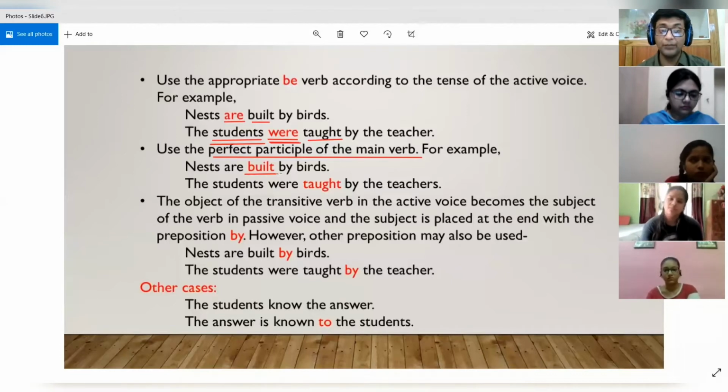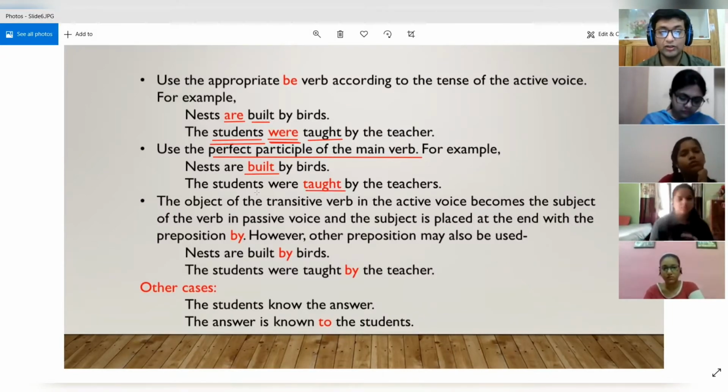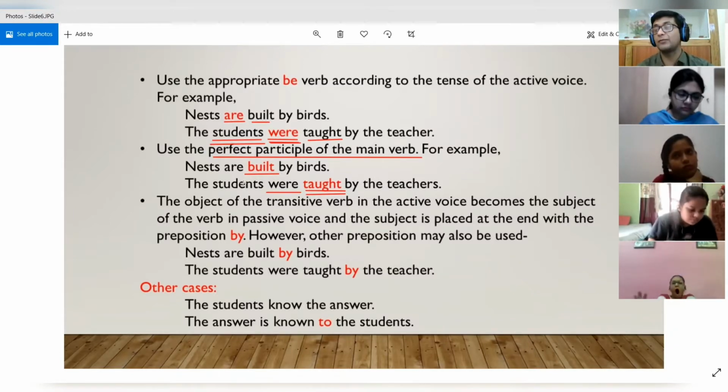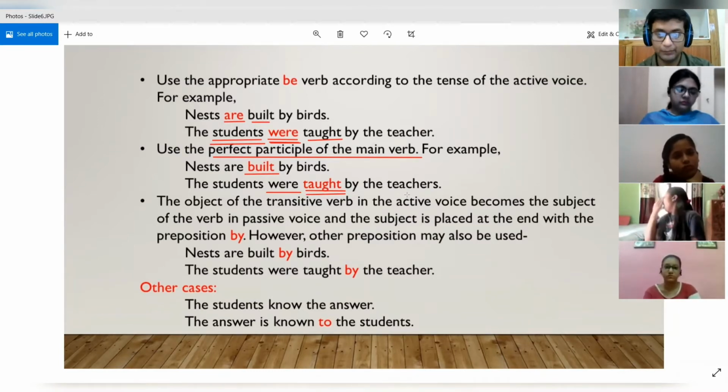All right. For example, the teacher taught the students. So what is the third form of teach? The third form of the verb teach is taught only. So here we are not changing anything and we have just placed taught over here. All right. So the students were taught, where were is the be form of the auxiliary verb, right? And over here we have placed the third form of the verb teach. And the positions of the object and the subject have been exchanged. The students have been placed at the subject's place and the teacher has been placed at the object's place.